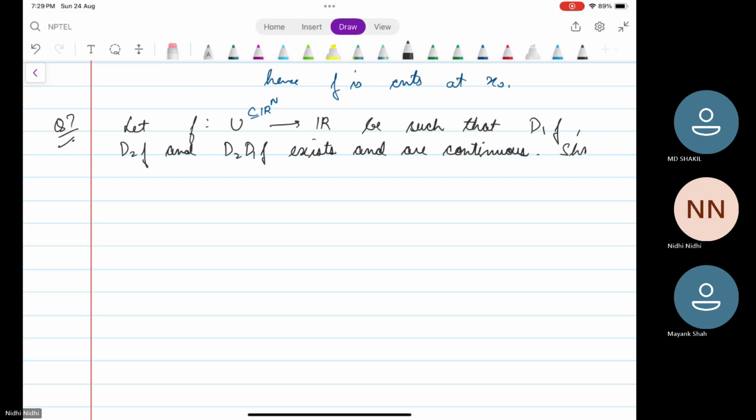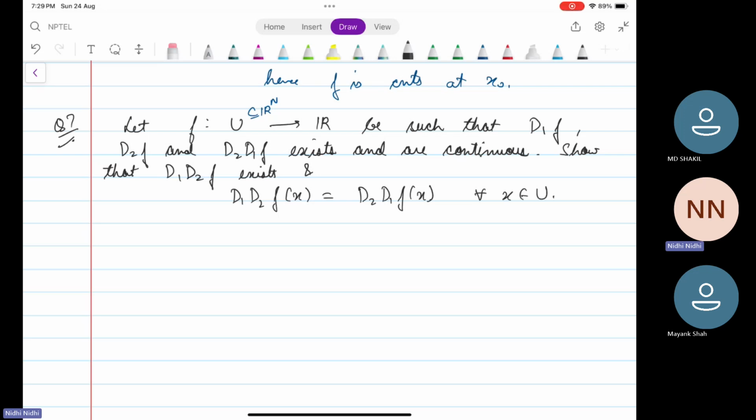Show that d1 d2 f exists and d1 d2 f at any point x is equal to d2 d1 f for every x in U. That means the partial derivatives can be interchanged. This can be done only if we are given that the partial derivatives are continuous. When they are not continuous, in that case, we cannot do it. And we'll see one example for that as well. So let's see this one.